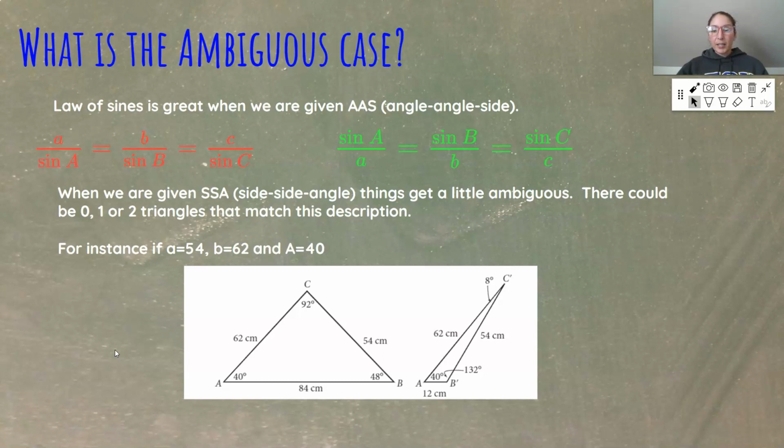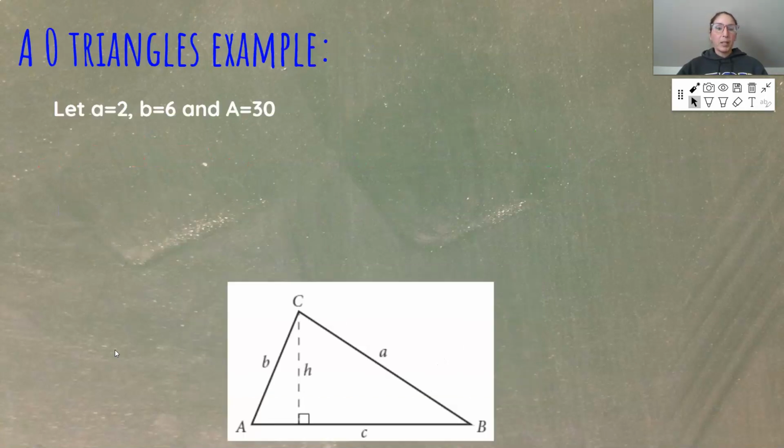In one, C is 92 and in the other it is 8. In one, B is 48 and in the other, B is 132. But there are 2 triangles that match this description. So we're going to try to figure out how to distinguish whether we have 0 triangles, 1 triangle, or 2 triangles while using law of sines and only given side, side, angle descriptions. The first example we're going to do is where there are no valid triangles. So let's see what that looks like.